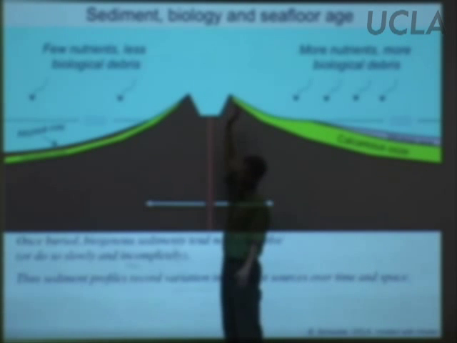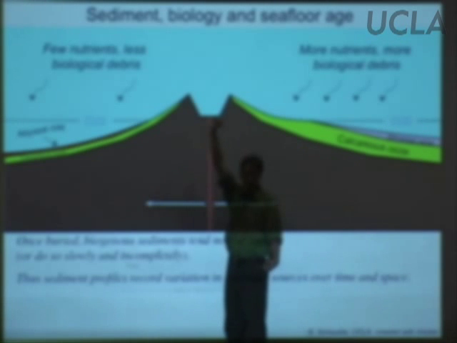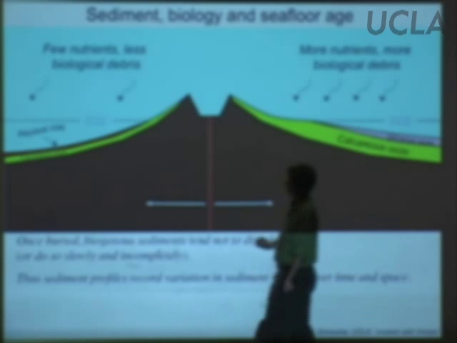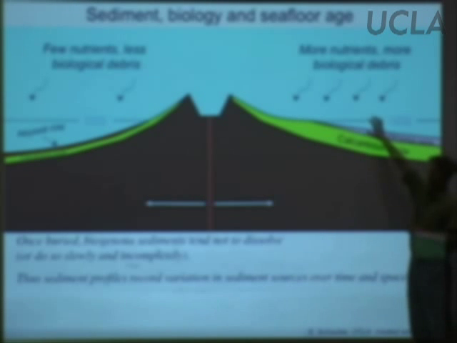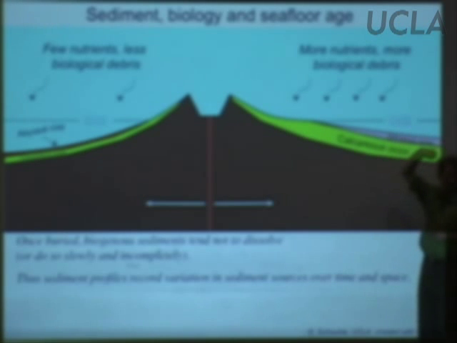The summit of these ridges typically is something like 2.5 kilometers below sea level. Okay. Anybody remember what the typical depth of CCD is? It varies from place to place, but there's a ballpark number. Ballpark 4.5 kilometers, 4 or 5 kilometers, something like that.